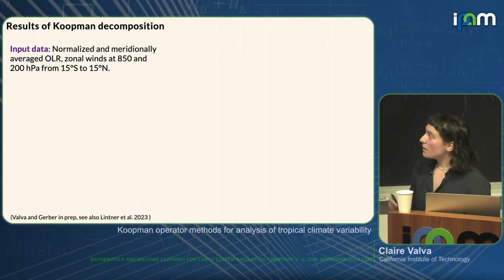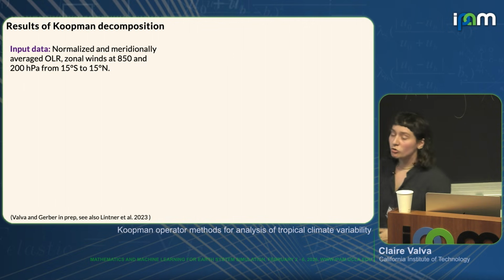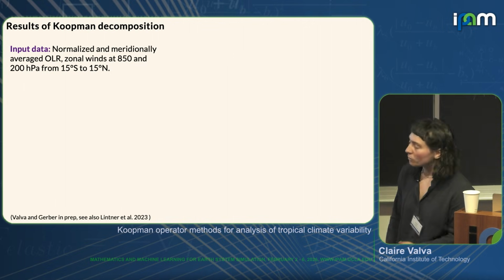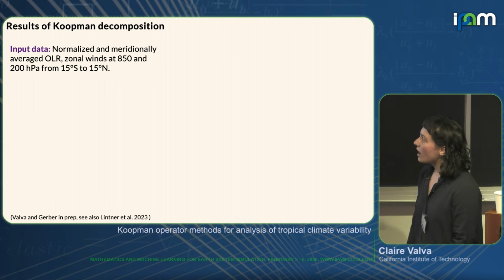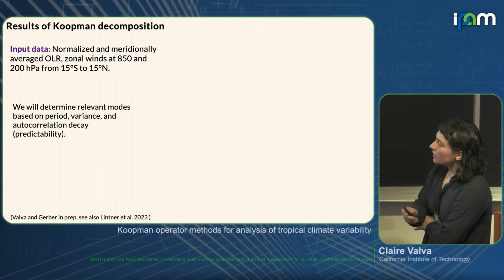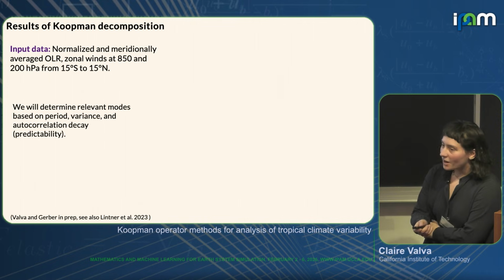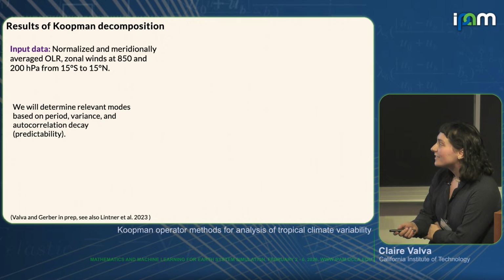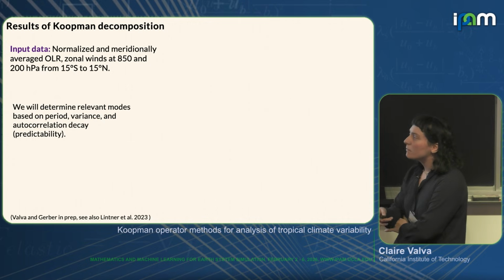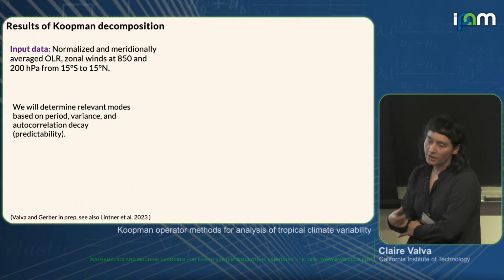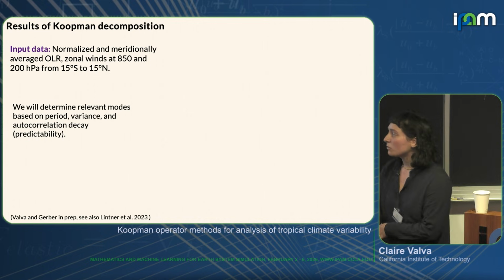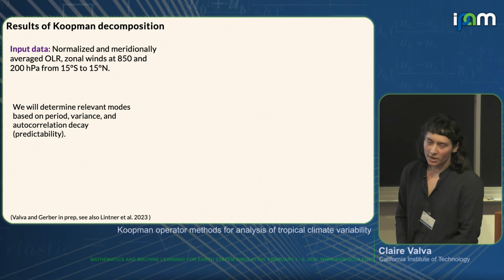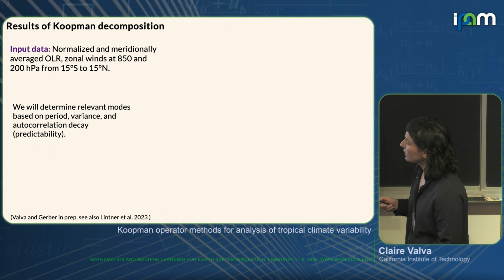We're going to normalize these so they have equal standard deviation, but we're not going to do any bandpassing besides the time filtering that comes from Koopman itself at several levels. Unlike in our previous plot, where everything was very nice, we're going to determine relevant modes based on period, variance, and some sort of autocorrelation decay, which you can think of as a metric for how predictable a given mode is.